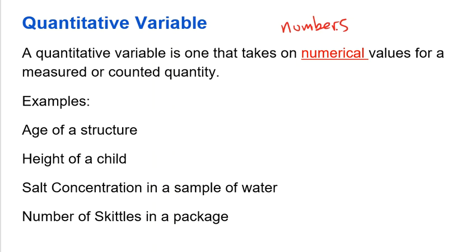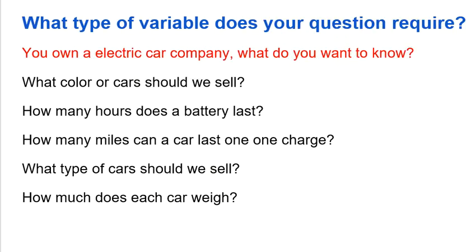The average age of those buildings is 17 years old. The average height of those children is 42 inches. The average amount of salt in the water is 15.6. The average number of Skittles in a package was 39.4. It needs to make sense to get an average. If it doesn't, it's probably not quantitative. Okay? All right, now let's get back to questions.